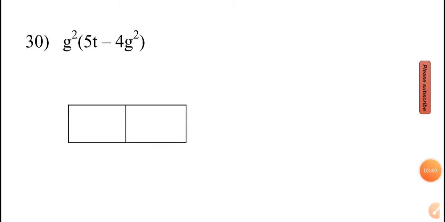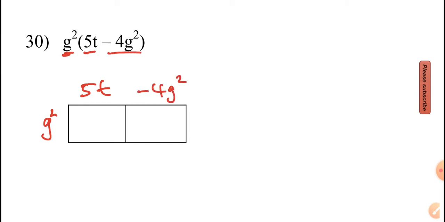Question 30 now. So because I can see g square on the left, I'm just going to write down g square here on the left as well. So the g square is outside the bracket, and then inside the bracket I've got 5t minus 4g square, so 5t comes here, and then the minus 4g square comes here. So the first thing we have to do is g square times 5t to go inside this box here.